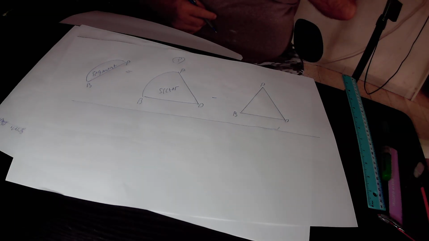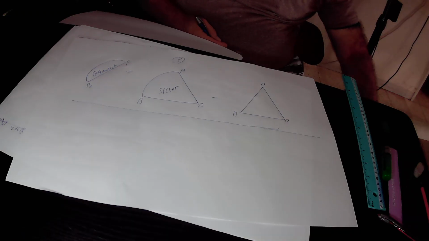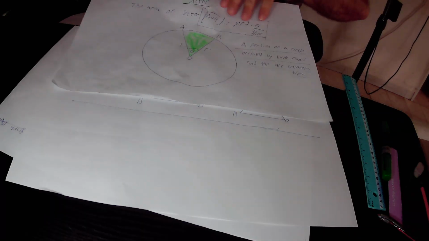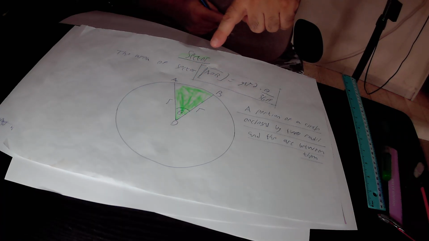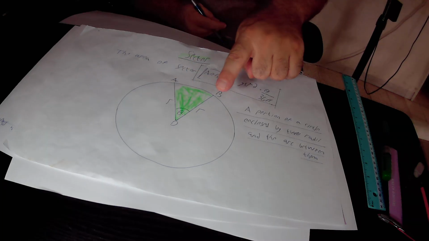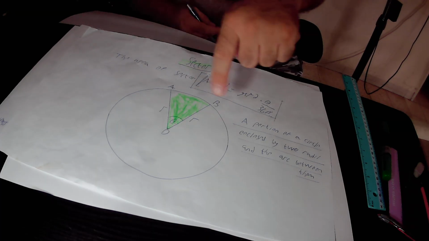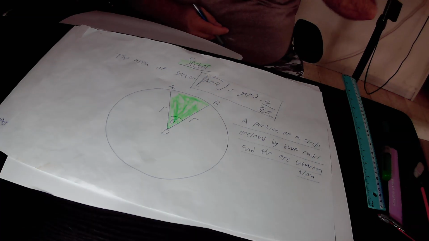So, what is a sector? A sector is a portion of a circle with two radii and the angle between them. The green shape is sector AOB. Sector AOB consists of two radii and the arc AB between the two radii. This is angle theta, the angle between the legs of sector AOB. And the area of the sector AOB equals pi r squared, the area of the circle that contains the sector, times theta, the angle between the legs of the sector, over 360 degrees.